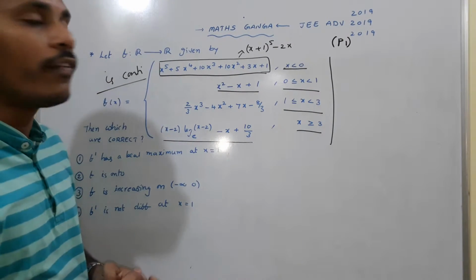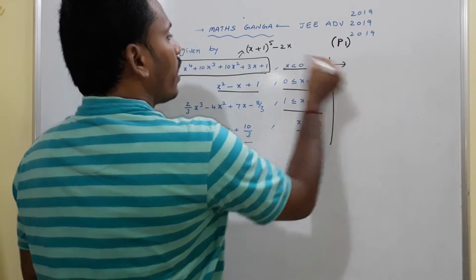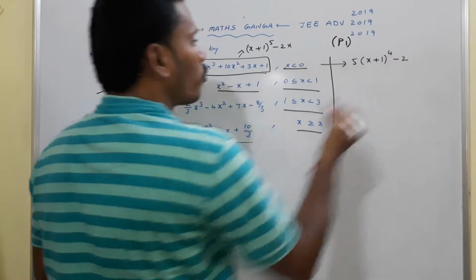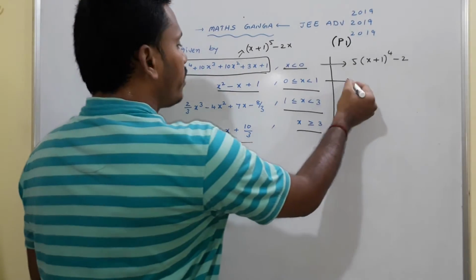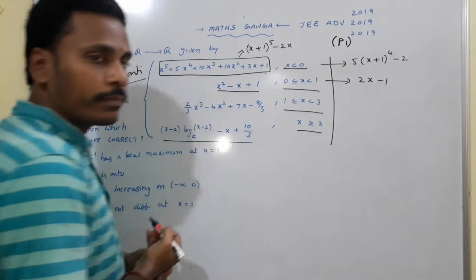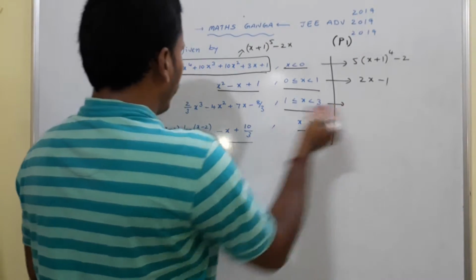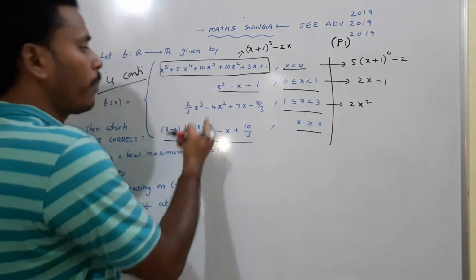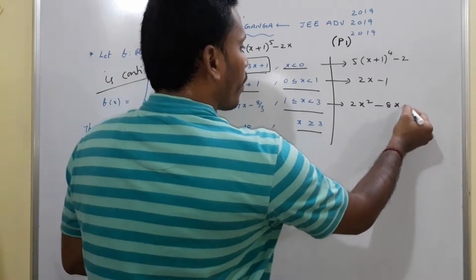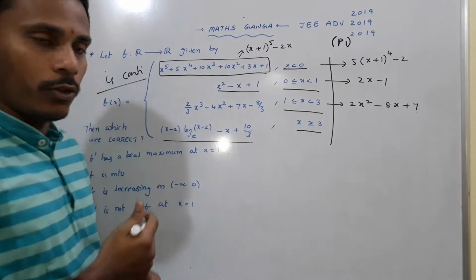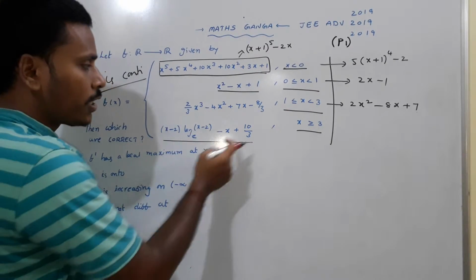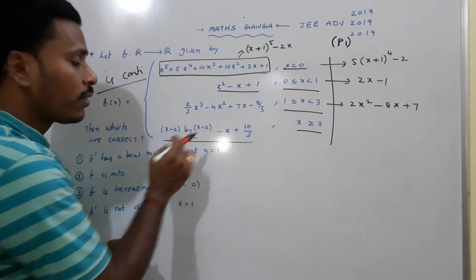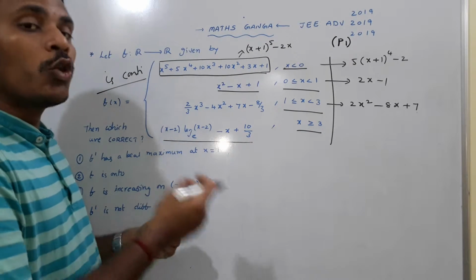We need to go with the derivative of this function. So in this case, its derivative is 5 times x plus 1 to the power 4 minus 2. And in this region, its derivative is 2x minus 1. And in this region, its derivative is 2 by 3 of 3x squared, 3 will get cancelled, so 2x square minus 8x plus 7, and for this constant it is 0. And in this region, for 10 by 3 it is 0, for x it is minus 1, and for this function we need to apply the UV rule.